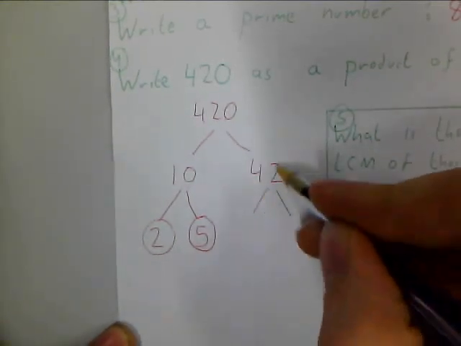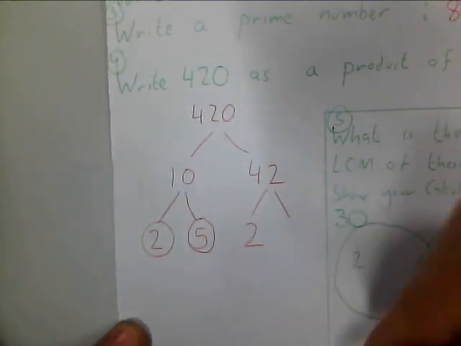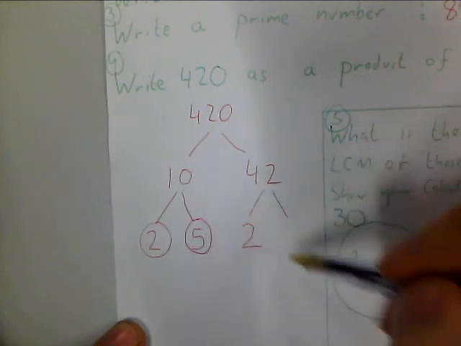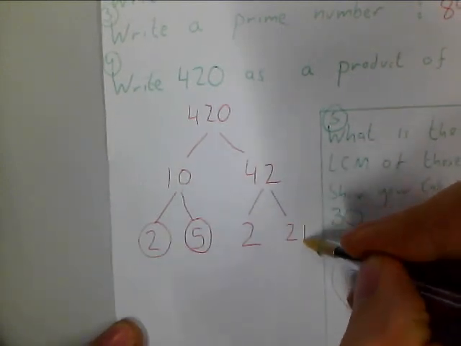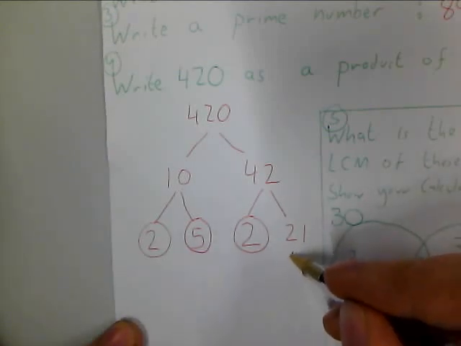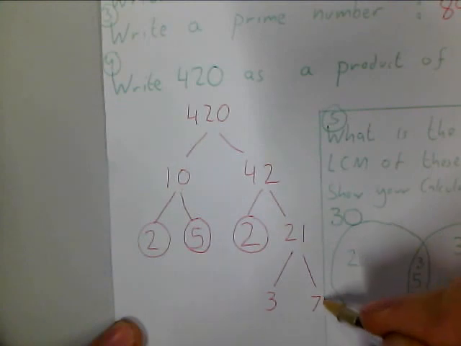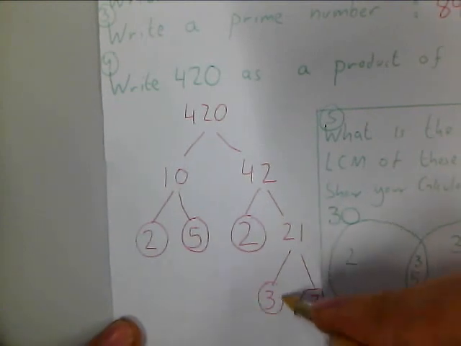Well, I know it's an even number, so I'm just going to make my life simple and say 2 goes into this, and 2 times what gives us 42? Well, that's 21, and 2 is prime. Okay, and now finally break down 21. I know that 3 goes into 21 7 times, and those are both prime.